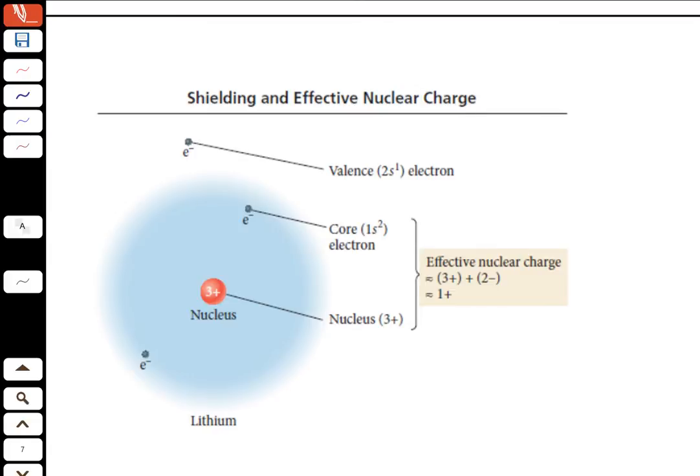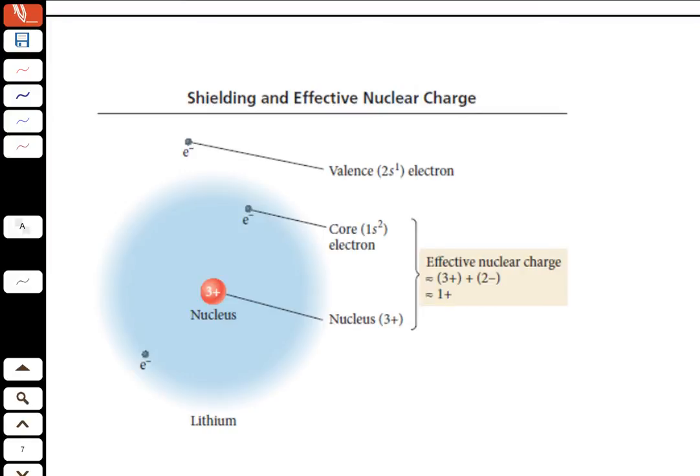So if we're looking at a lithium atom, which we looked at before, lithium atom has 3 electrons. 2 of those are in the 1s and 1 in the 2s. The 1 in the 2s feels less charge, less pull from the nucleus, because those other electrons are kind of in the way, shielding it.